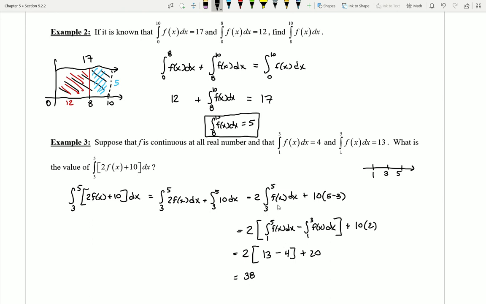You can see that making this switch from the integral of 3 to 5 to this subtraction is much, much easier if I can understand, pictorially as well as symbolically, what I need to do to find the area I'm actually looking for, which was this area from 3 over to 5.